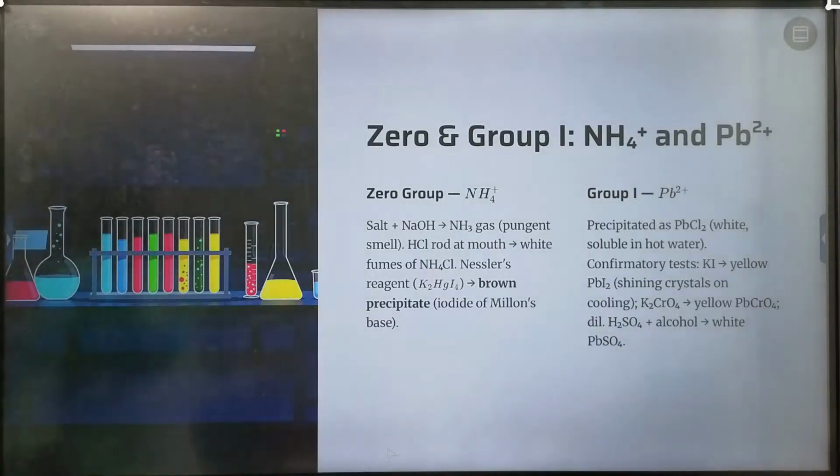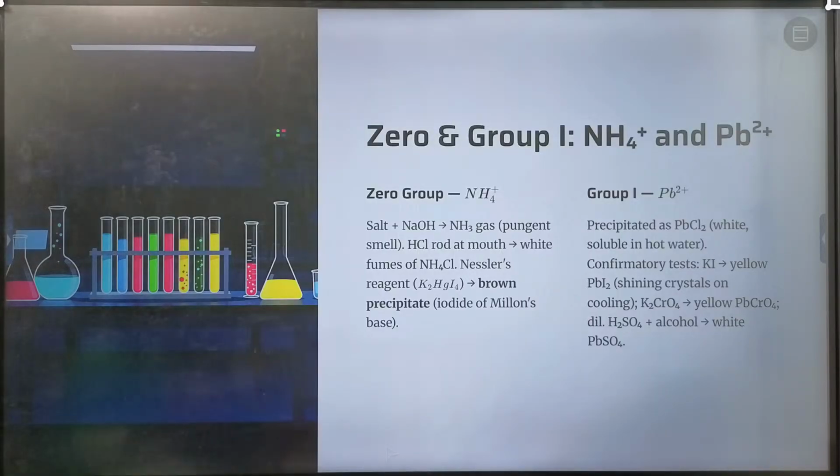So you have to show the confirmatory test for each and every cation. So say for example, if the ammonium, that is the zeroth group cation, is present, then you have to take the salt solution. So add sodium hydroxide. I told you already, you will get a pungent smelling colorless gas which comes out, right? The confirmatory test is here. You dip a glass rod in HCl and introduce it into the mouth of the colorless gas which is evolving, and you will get white dense fumes.